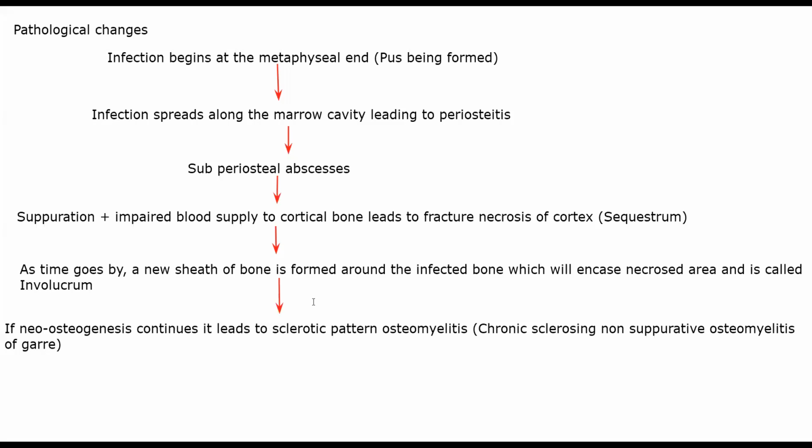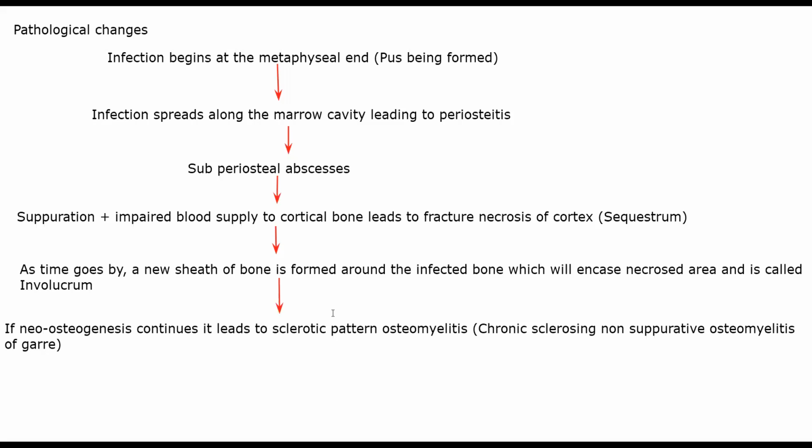Okay, as the infection reaches this subperiosteal space. Ultimately, along with suppuration, because there is so much pus being formed, blood supply gets impaired, and the cortex of that bone will have necrosis. That particular stage is called sequestrum. As time goes by, sequestrum will get enveloped by a new sheet of bone. Okay, bone will start forming around that sequestrum. That is called involucrum. Okay, it will encase the necrosed area.